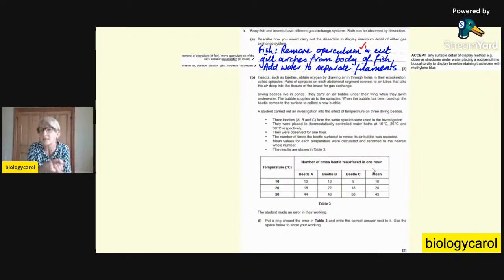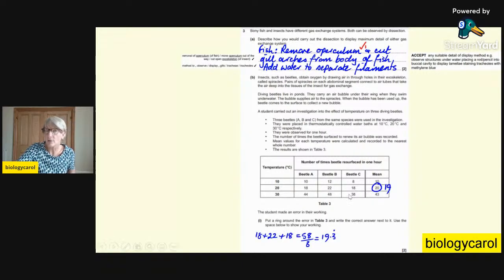Of course, these beetles are insects, so they're using that insect method of gas exchange, spiracles, in order to do their gas exchange. So here's your data: 10, 20, 30. Here's the number of times that the beetle came to the surface. Student made an error in their working. Put a ring round the error in table 3 and write the correct answer next to it, and use the space below for working.